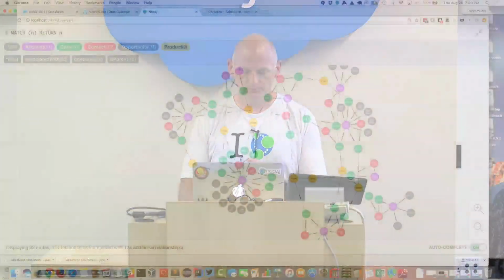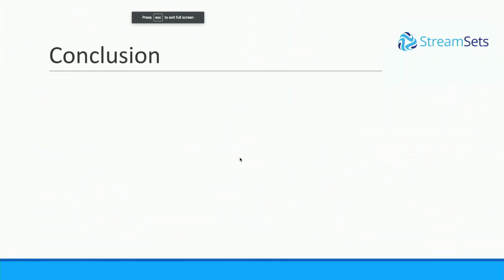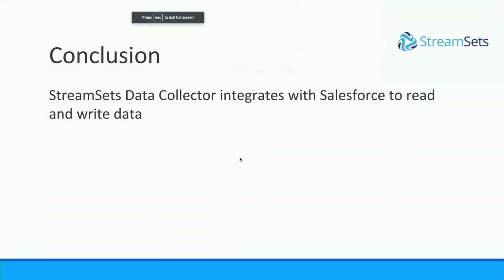So if we go back to the slides. StreamSets Data Collector, as I mentioned, is an open source tool. It's free to download. You can go to streamsets.com/community. We have a Google group and a Slack channel. And my job is to make sure everybody in the community has what they need to get going and start working.